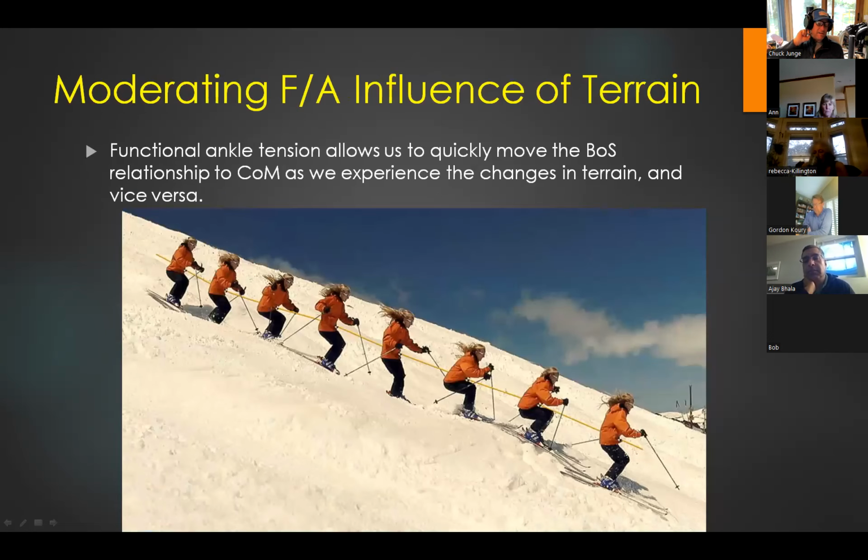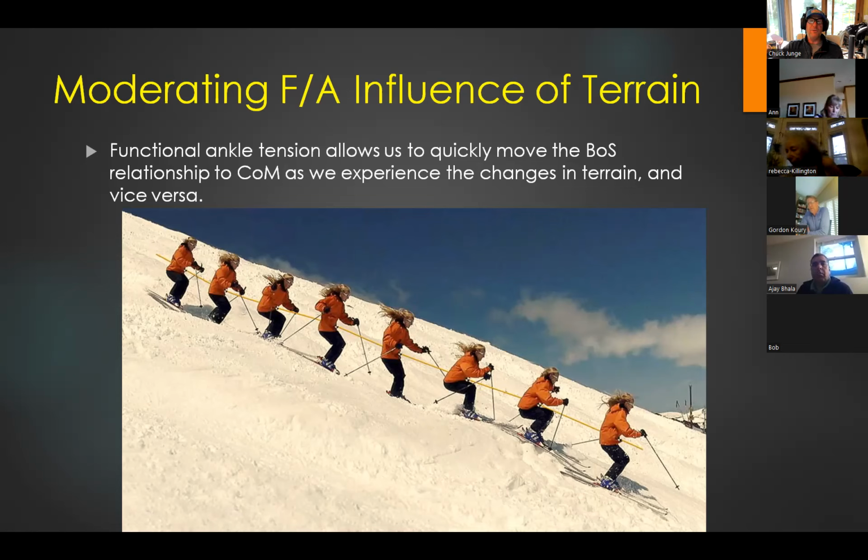And this is something that Gordon brought up, so I bring it back up. This is kind of like a tangent. Moderating the fore-aft balance influence of terrain. That's not right. Moderating terrain's influence on fore-aft is what it should say. Well, that's terrible. All right, my language skills are awful. No, the point is correct, but the terrain influences the fore-aft. Terrain should be influencing fore-aft, not the other way around.